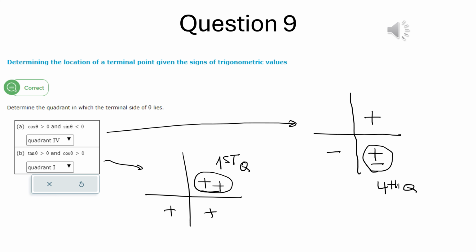The second is tangent theta positive, greater than 0, is positive in the first quadrant and the third quadrant. Cosine positive in the first quadrant and the fourth quadrant. Now the coincidence of both situations is the first quadrant.